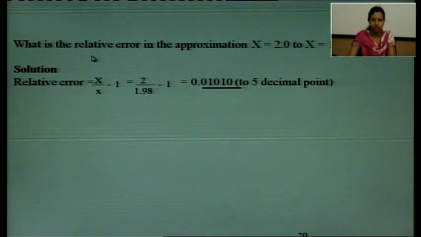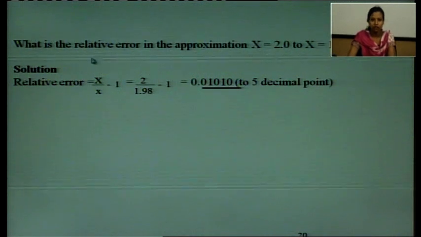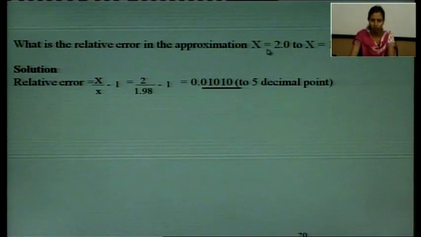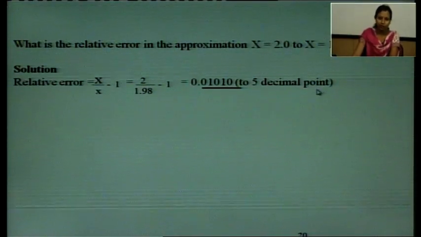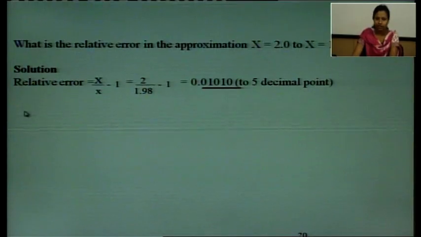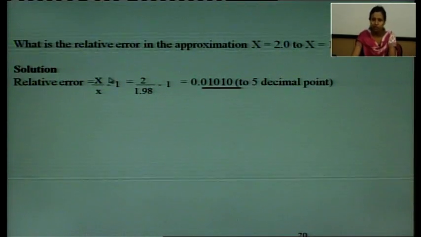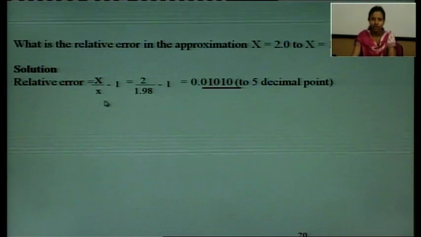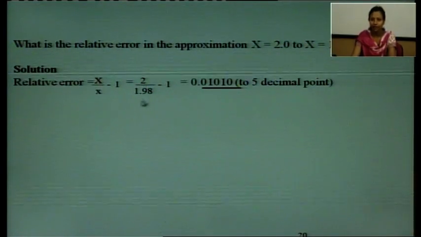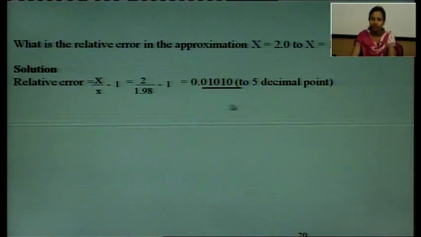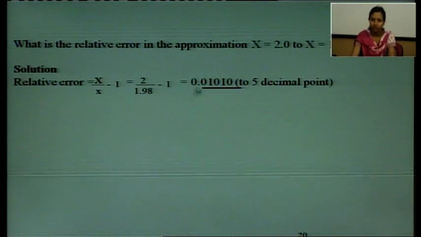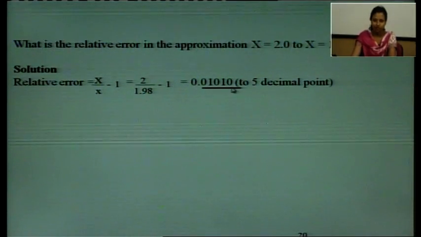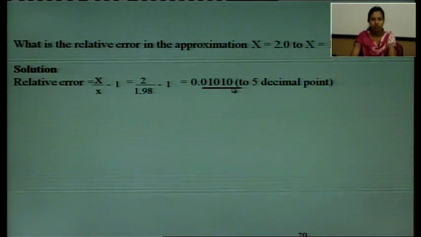The next numerical is relative error. What is the relative error in the approximation of x equal to 2.0 to x equal to 1.98? The relative error is equal to, this is simply the simplification of the earlier formula, x upon x minus 1, which is equal to 2 upon 1.98 minus 1. So it is equal to 0.01. Up to how many decimals we want, we can write this answer according to the requirement.